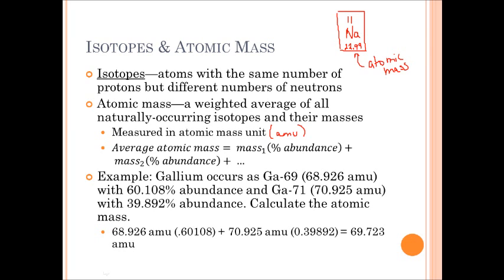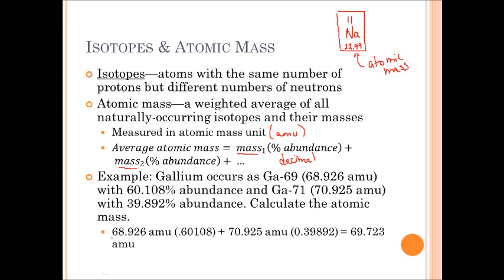And the way we calculate the average atomic mass, we take the mass of one isotope times its abundance, and this has to be in decimal form because it's a percent, plus the mass of the second isotope times its abundance, and so on. Often you'll have 2, 3, maybe 4 isotopes, but it's not more than that often. So an example, gallium occurs as Ga69, which is a mass of 68.926 AMUs with 60.108% abundance, and Ga71, which is a mass of 70.925 AMUs with 39.892% abundance. And they want us to calculate the atomic mass.